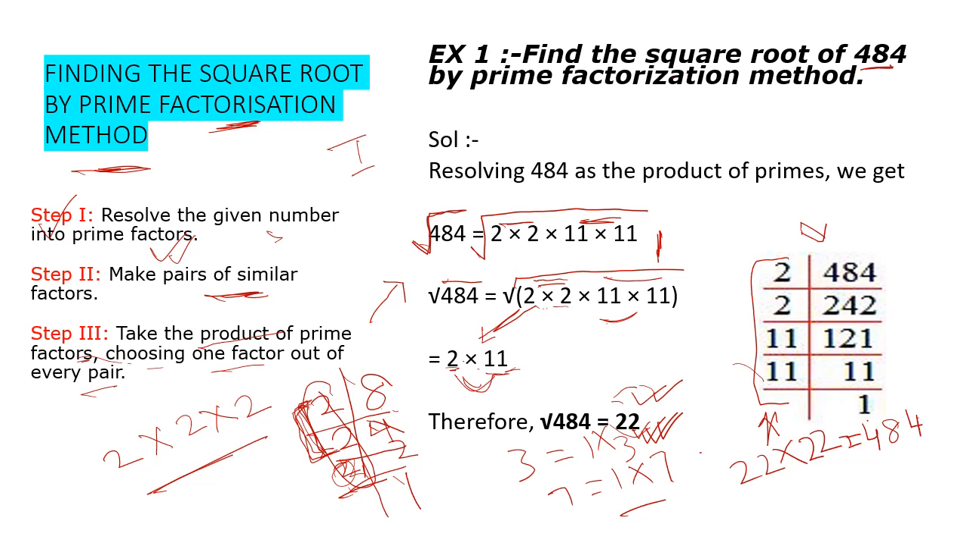And one more thing I want to tell you here: if any number is left out while doing the pairing, that means the number is not a perfect square. This is how we check whether a number is a perfect square or not using the prime factorization method. If all the prime factors of that number form groups, meaning they can be paired, then that number is a perfect square.